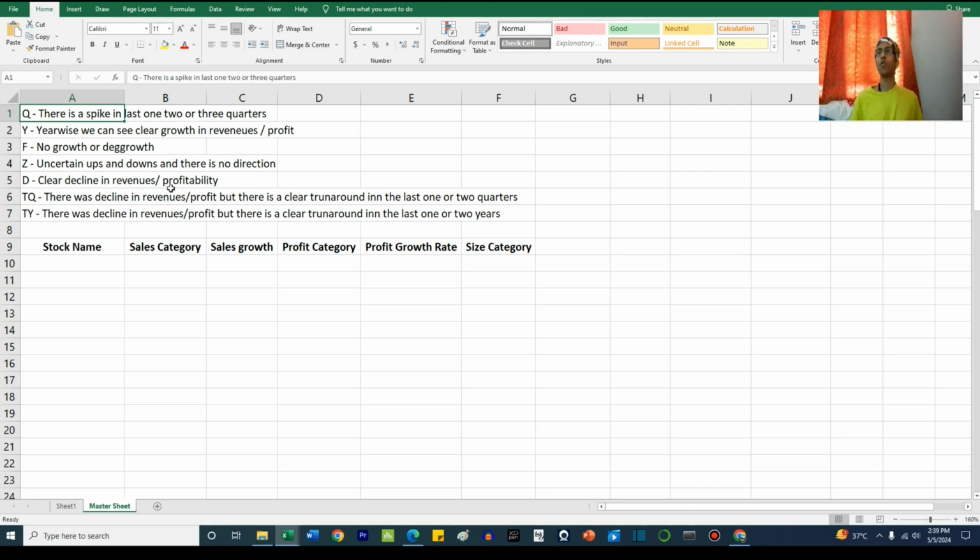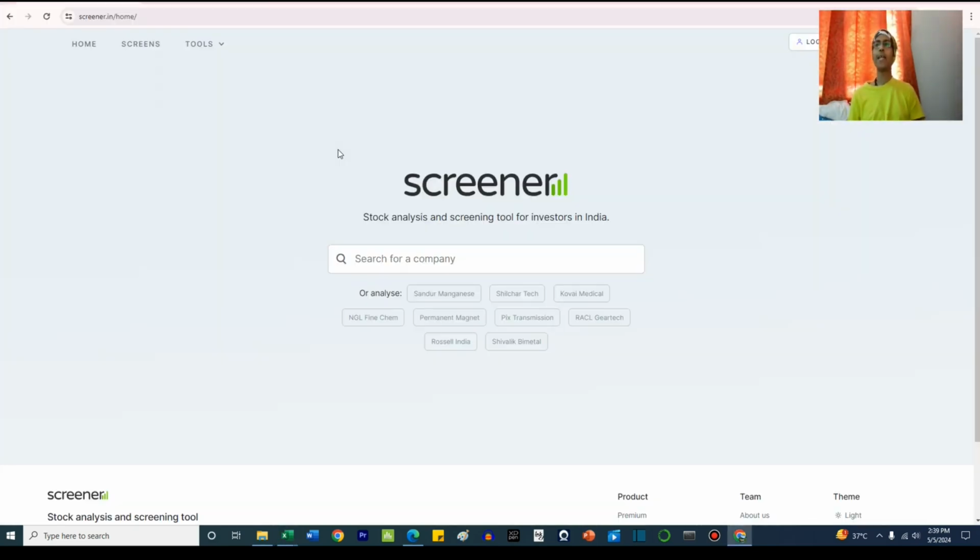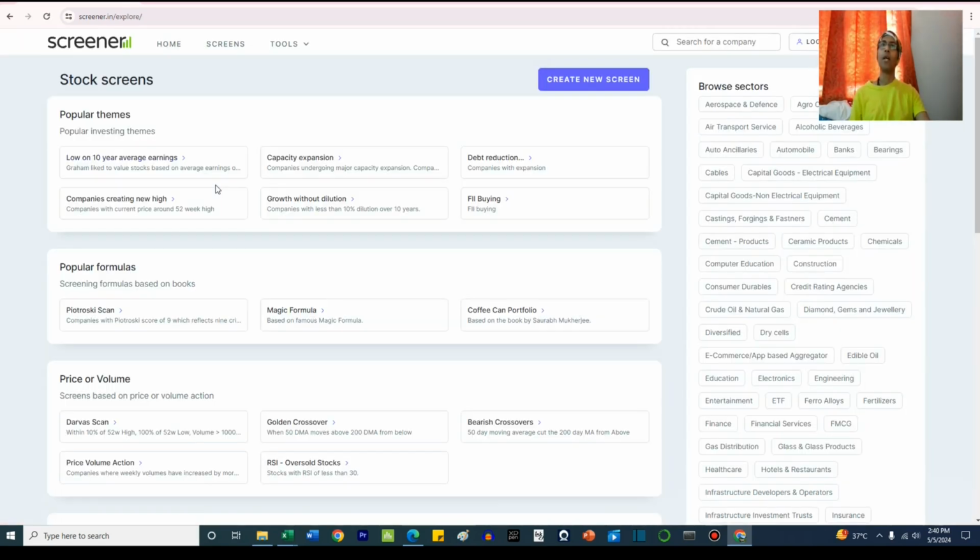So let us do a demonstration here by selecting a sector. Friends, we will be using a website called screener.in for our analysis. You can go there, and after going there, click on screens. Once you click on screens, on the right hand side there is a list of sectors: aerospace, agrochemicals, air transport, alcoholic beverages, auto ancillaries, automobile, etc. There is a list of different sectors.